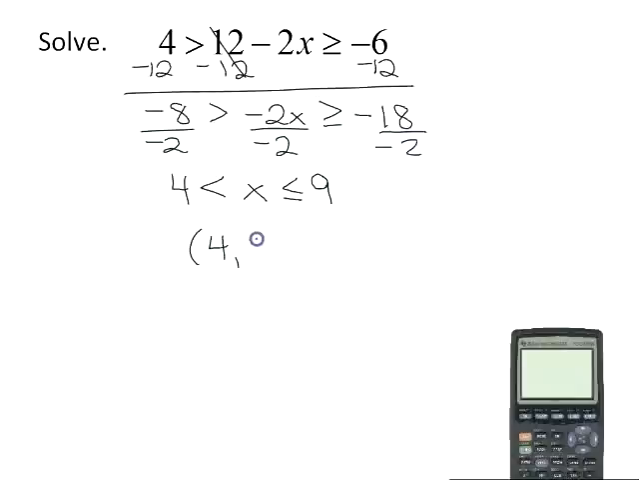So this would begin at 4 and stop at 9, and it would include the 9, but not the 4. So we would include the 9, but not the 4. It would look something like that. Or if you did it with circles, you'd have an open circle at 4 and a closed circle at 9.